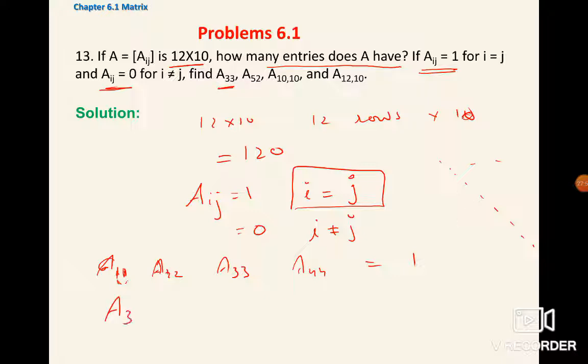A33, answer is 1. A52, answer is 0. A10,10, the answer is 1. A12, the answer is 0. That's it.